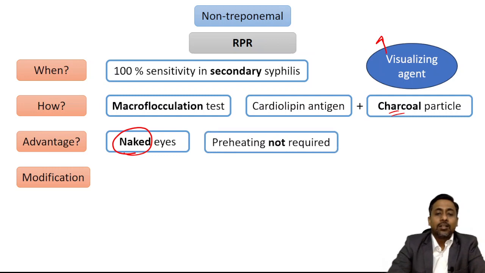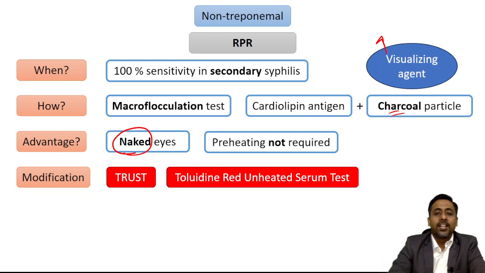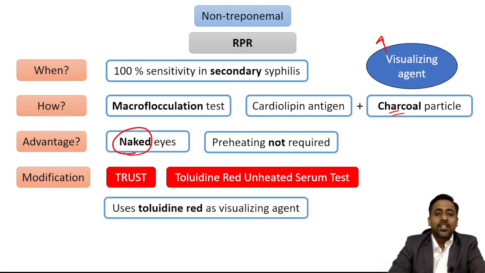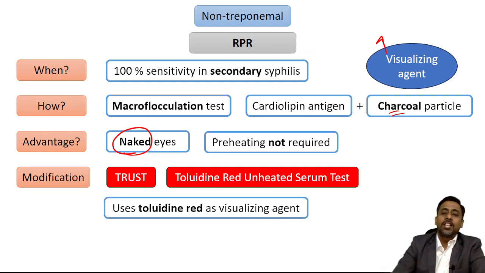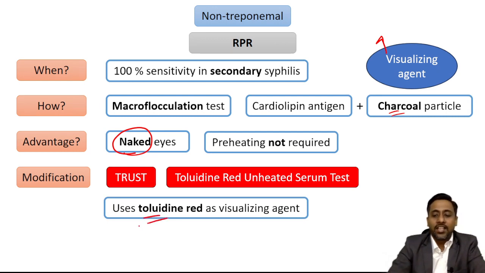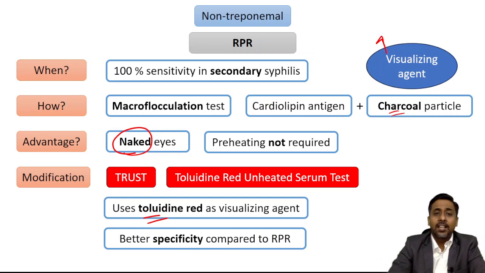Okay, and also preheating is not required in case of RPR, similar to USR. And there is a modification of RPR which is known as TRUST, which is toluidine red unheated serum test, in which instead of charcoal particles as a visualizing agent, we will use toluidine red as the visualizing agent. Okay, and it has better specificity compared to RPR. Okay, so it is more specific compared to RPR.